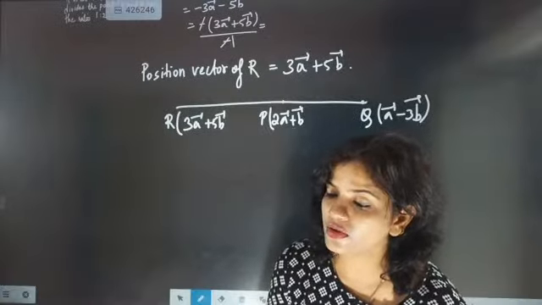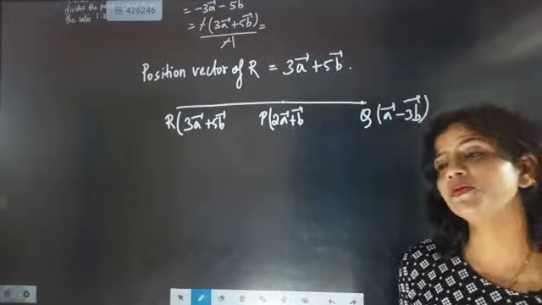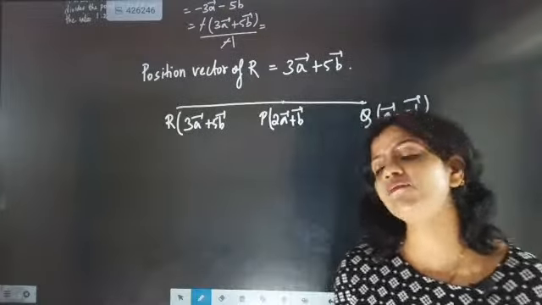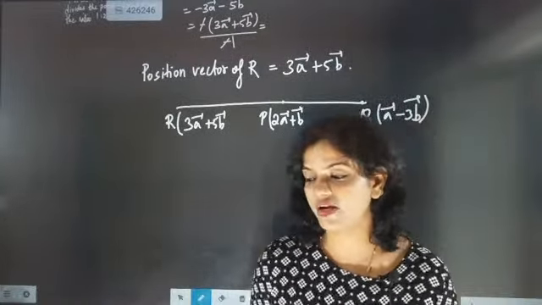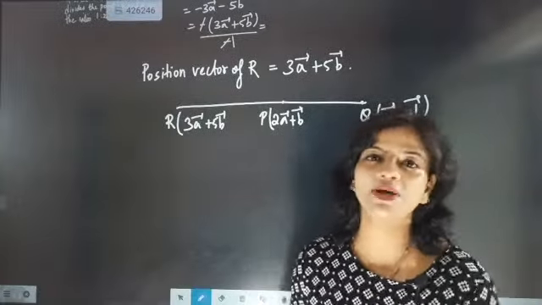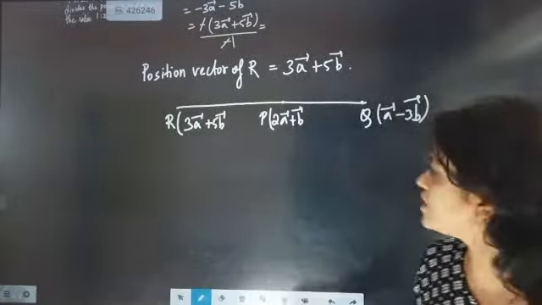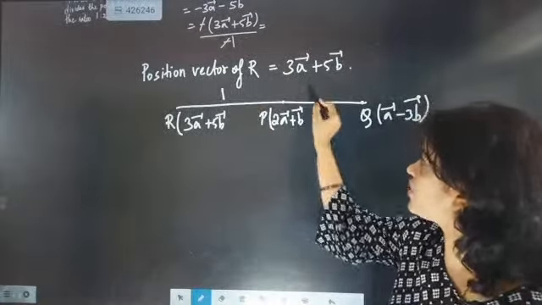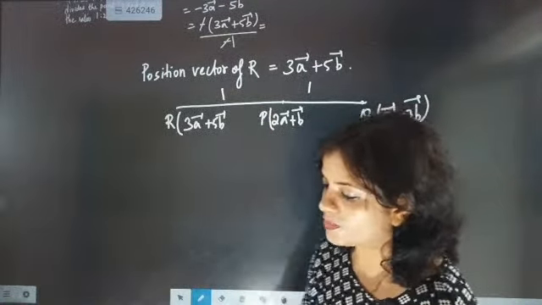Midpoint formula, you know, for x1 plus x2 divided by 2, y1 plus y2 divided by 2. In the same way, when we are talking in vectors, it becomes a vector plus b vector divided by 2. So if P is the midpoint, that means the ratio will be 1:1. The ratio in which the point is dividing will be 1:1 if it is a midpoint.